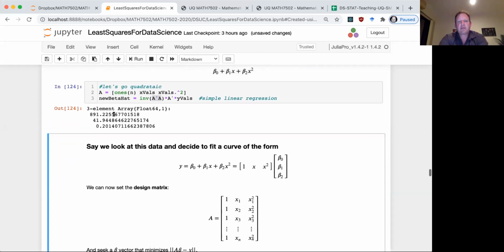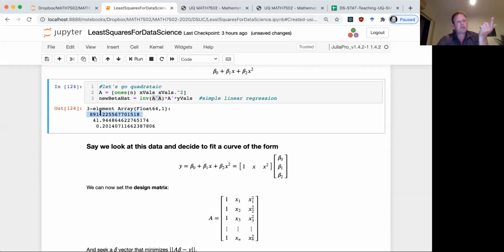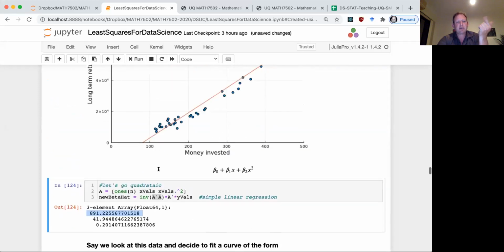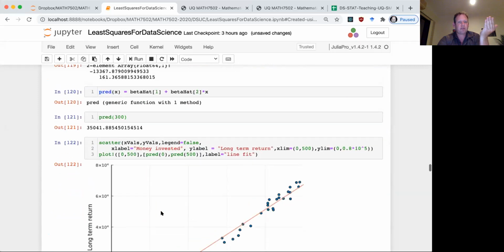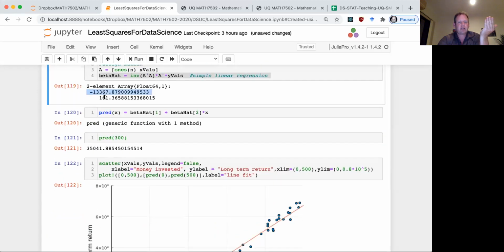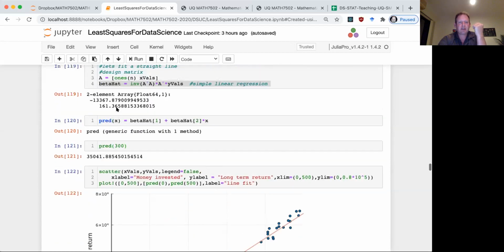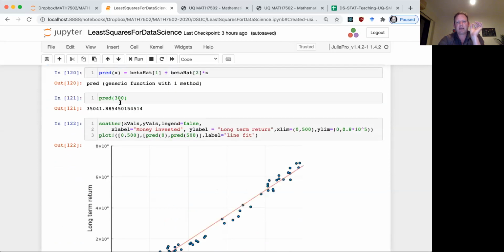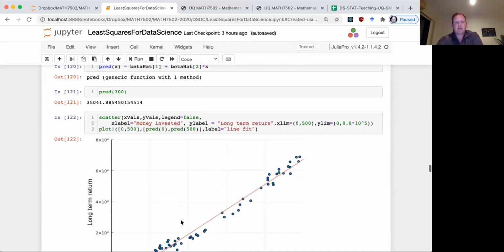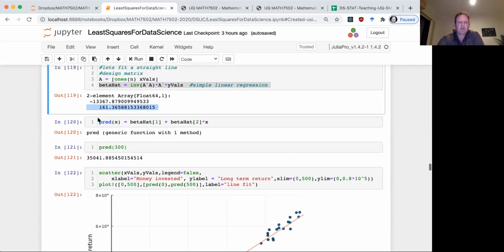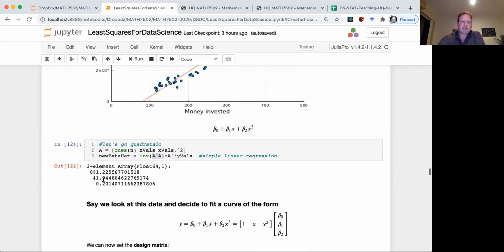Now notice when you do this, the intercept, the beta 0, which we had before was minus 13,000 and a bit. Now it's 891. And the beta one has a very important meaning. If I increase money invested by one unit, then the long-term return grows by 161. Ooh, that's pretty good. Better invest. Okay, so now the beta one changed. It changed to 41 because there's also a quadratic term involved. That's beta two.